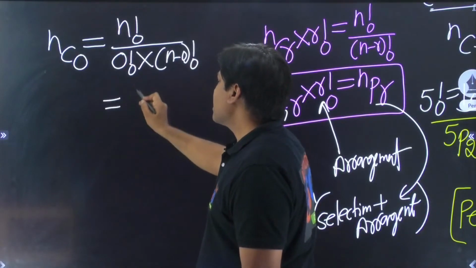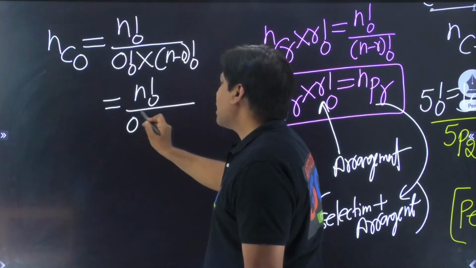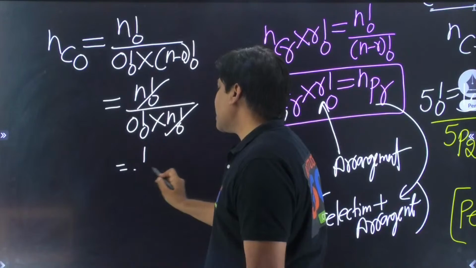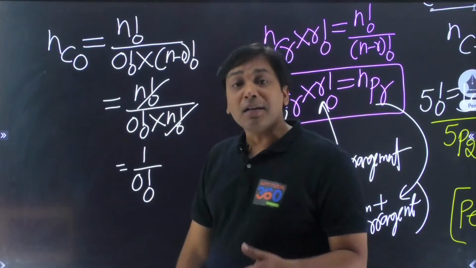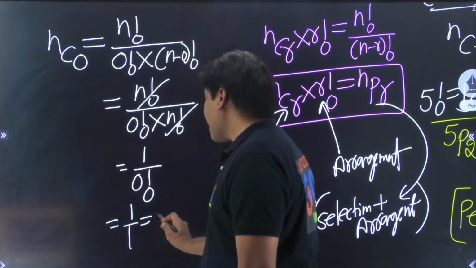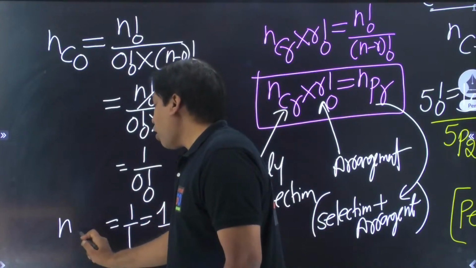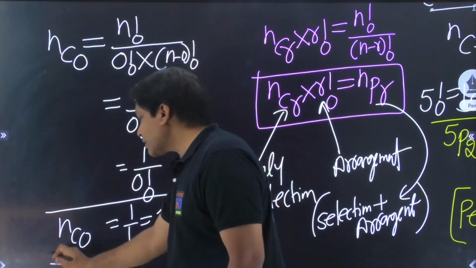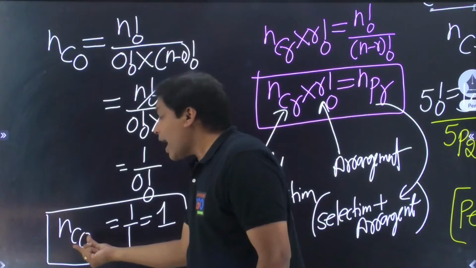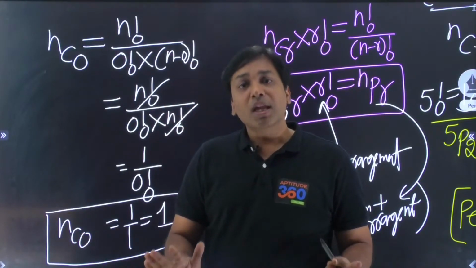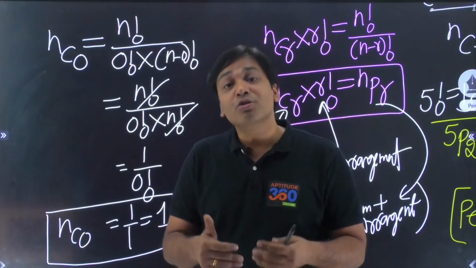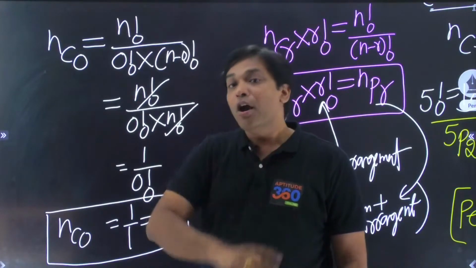If you simplify this, you will be getting n factorial upon 0 factorial into n factorial, and these two are cancelled. So we have got 1 upon 0 factorial, and mathematically 0 factorial is 1. So this becomes 1 upon 1, and the value of NC0 comes out as 1. इसका interpretation हुआ that out of n items, you are selecting no items. In how many ways can you select no items? By rejecting all. And you can reject all in only one way.